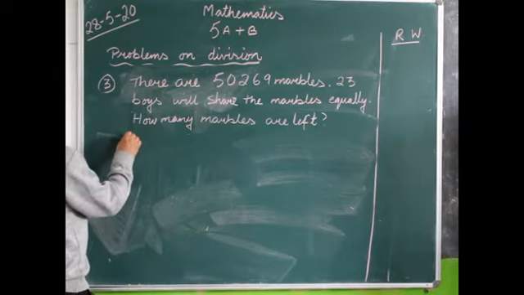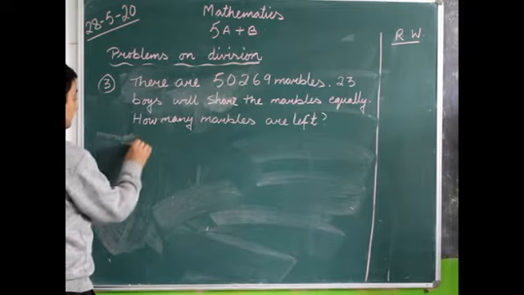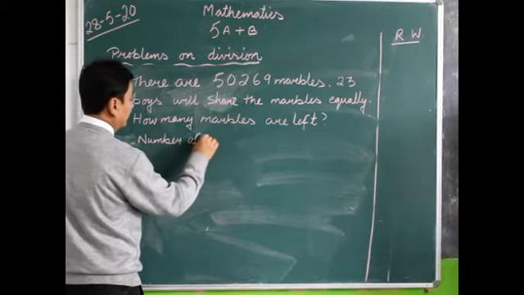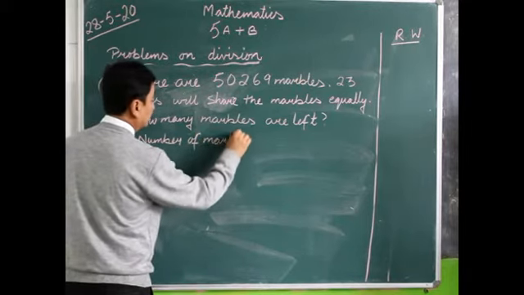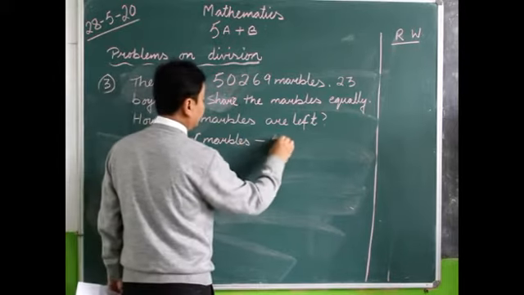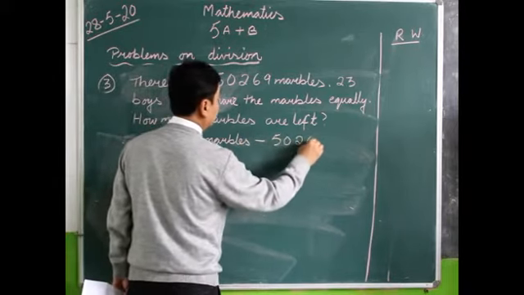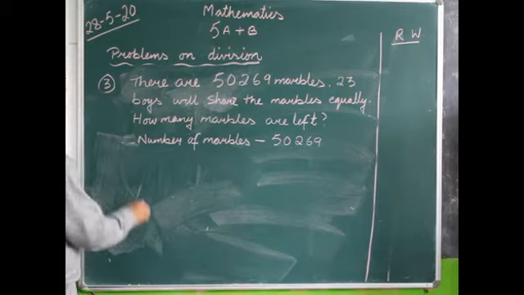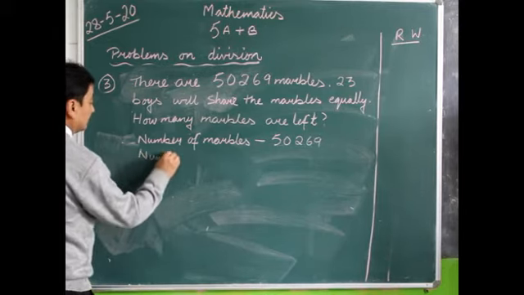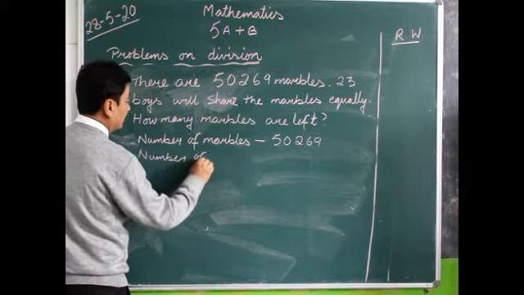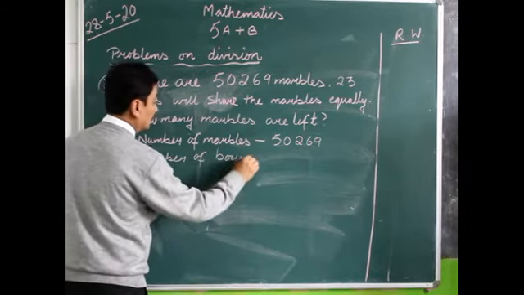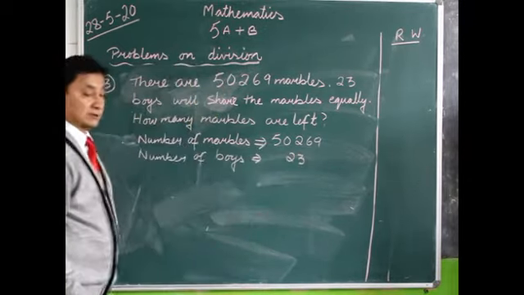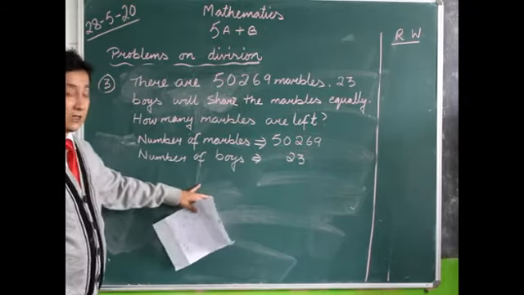So, the first statement. Number of marbles. How many? 50,269. And how many have to share? 23. Number of boys. 23. Now we have written our statements. We have written the sum. So let's do the working out.